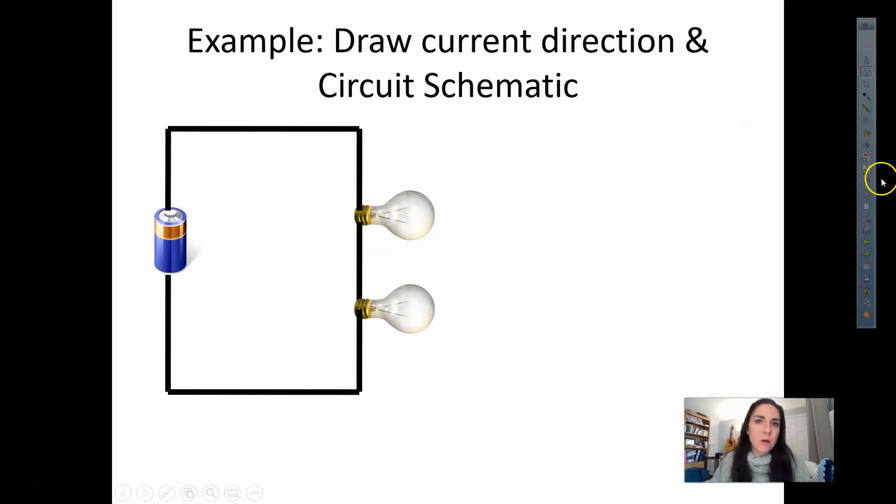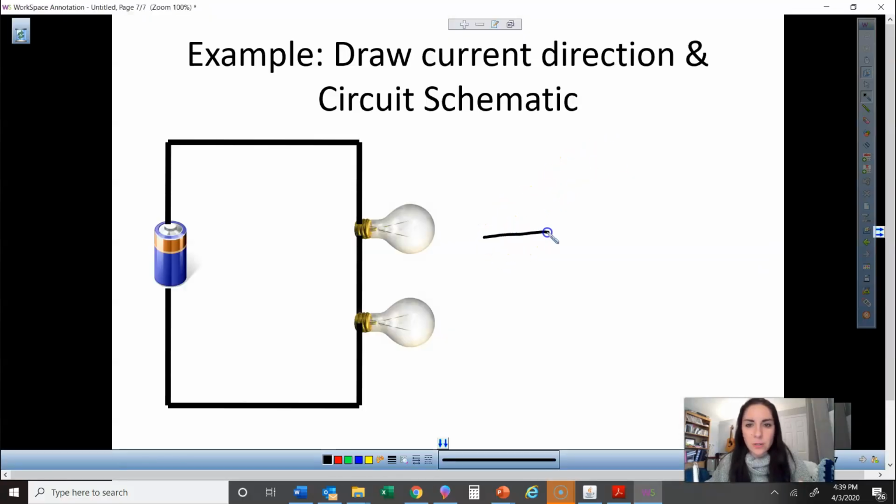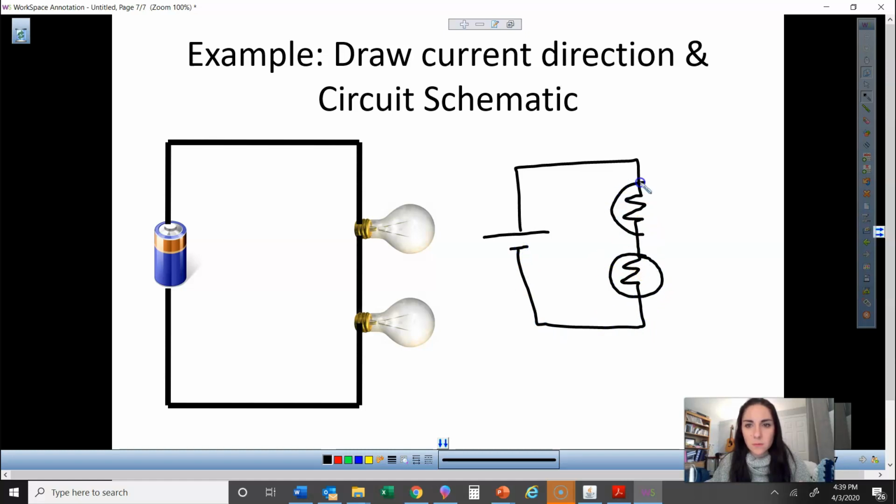So you could practice drawing a circuit schematic. If you want to try it out, pause the video. I'm going to give you a second to do that. Okay, I hope you tried to draw this, and it should look like this. Now, that's one correct answer.